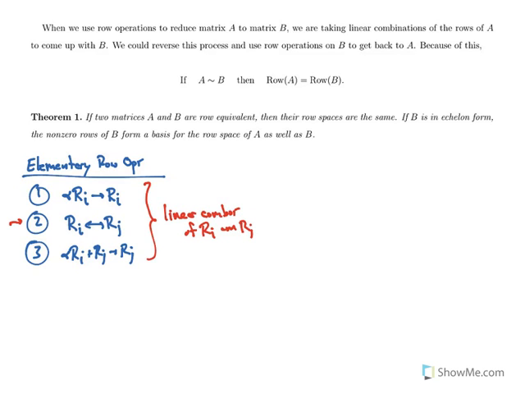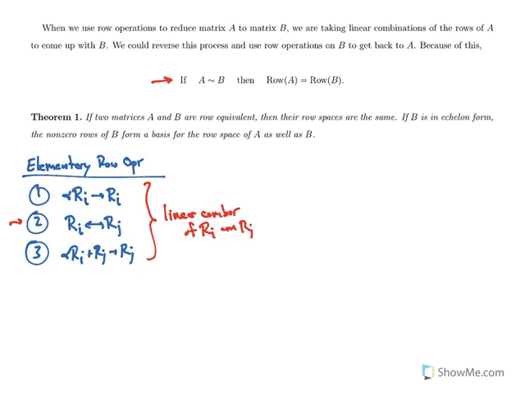And now we're saying that the span is going to be the same for A and B. What that really means is that if you have two matrices A and B that are row equivalent, meaning you can get from one to the other with elementary row operations, then the row space of A has to be equal to the row space of B. And this theorem says that explicitly. If two matrices A and B are row equivalent, then their row spaces are the same. If B is an echelon form or reduced echelon form, the non-zero rows of B form a basis for the row space of A as well as B.